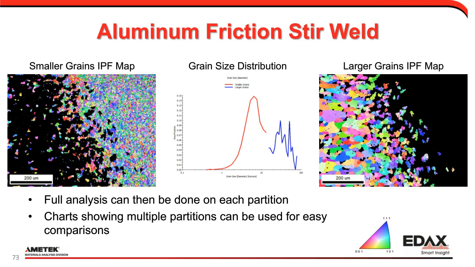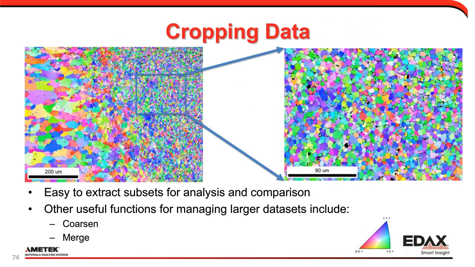And of course, something like this, maybe we want to zoom in to the fine grain area. This has a lot of data points. So there is a zoom feature in OIM Analysis, but this is also a crop. I can just select an area and say, this is the area I want to pull out as a section, do analysis just on that and compare it to an earlier version. There's also useful functions with this for things like coarsen and merge.